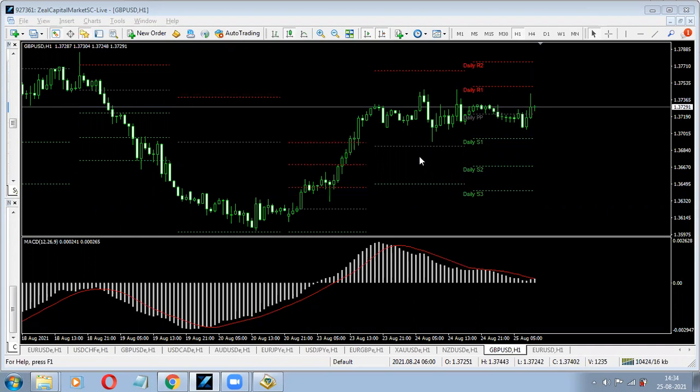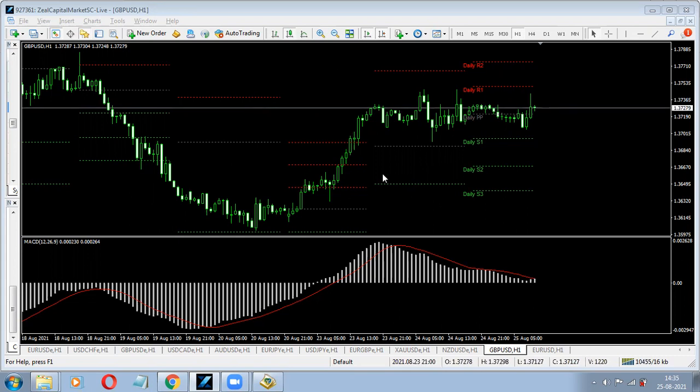Many traders around the globe, including institutional level traders, take help of pivot points. Pivot point itself, in my opinion, it's very hard to trade with only pivot points. However, if you wish, you can do so. But most of the people use this pivot point as an additional tool in your chart.